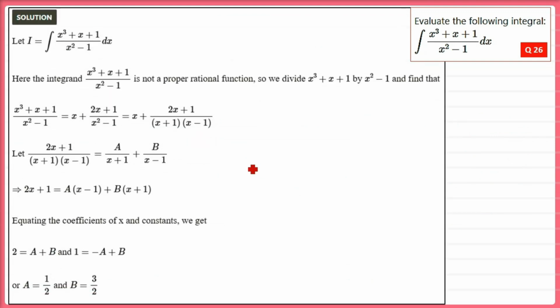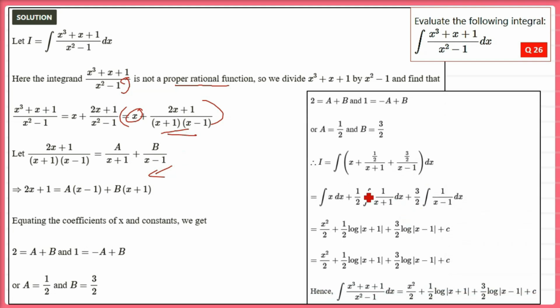This is not a proper rational function. That's why we divided it, and then we got a much easier version to integrate. For that we needed a partial fraction, which we did, and then eventually this integration was done. And you can write it in this way, or you can use the log property. It's up to you.